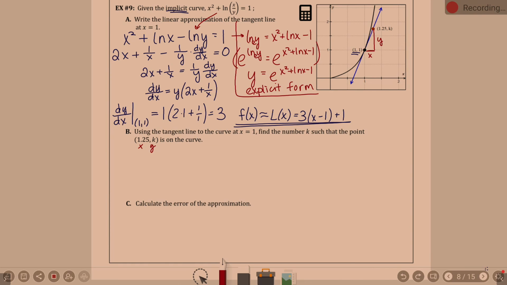Okay, so I'm basically going to find my linear approximation at 1.25. So f of 1.25 is approximately equal to L of 1.25, which is 3 times (1.25 minus 1) plus 1. And essentially, that's going to equal k then. Let's see, 3 times 0.25 plus 1. 1.75.